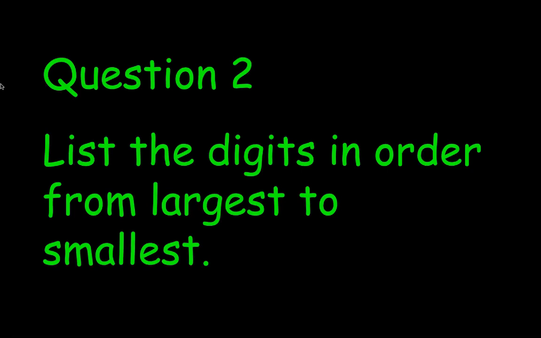List the digits in order from largest to smallest. If you want to stop this video and continue once you've got your answer, you can do that. Here we go. 9, 8, 7, 6, 5, 4, 3, 2, 1, 0. I hope you didn't start at 10, because 10 is not a digit, is it? It's 2 digits that make a number.